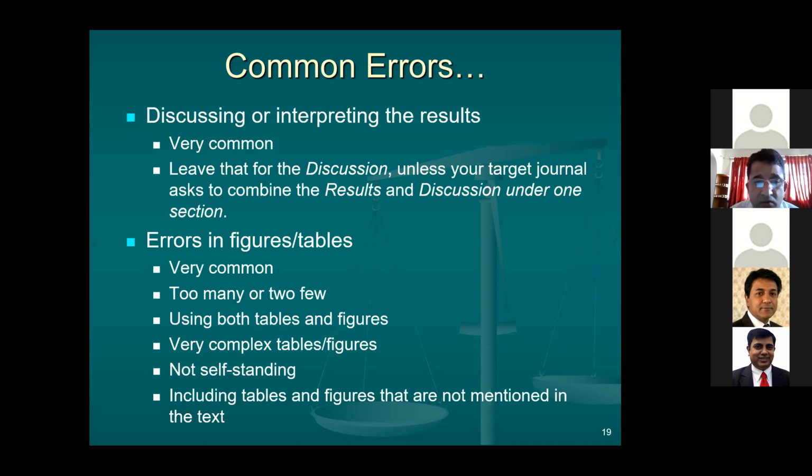Another error we have seen is very complex tables or figures. If the tables are very hard to decipher, with too much information, or the figure is very cluttered, then it will not go well with the reviewer. Again, I have mentioned this: including tables and figures that are not mentioned in the text. The table or figure just comes up and it's not mentioned in the text. It should not be done.